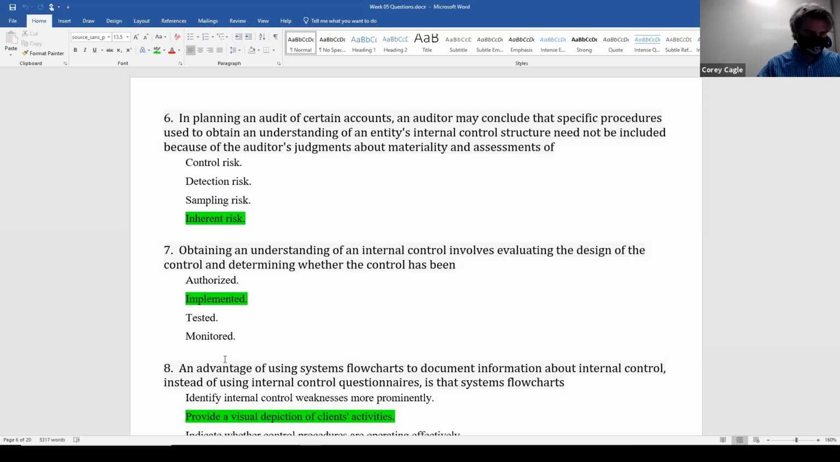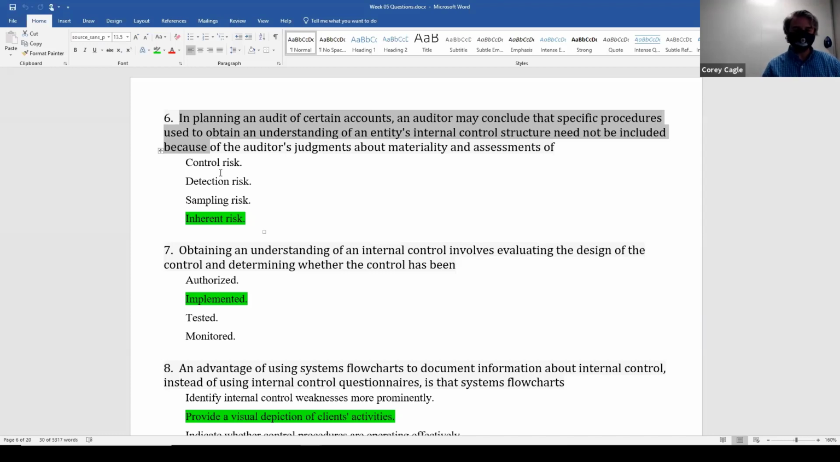because there's no real inherent risk here, right? So in planning an audit of certain accounts, an auditor may conclude that specific procedures used to obtain an understanding of internal control structure need not be included. All right? So that all translates to, I don't need to test any controls because it may not be material and there's really not a whole lot of inherent risk. Then they might just rely on substantive procedures, for the efficiency of the audit, not even testing.